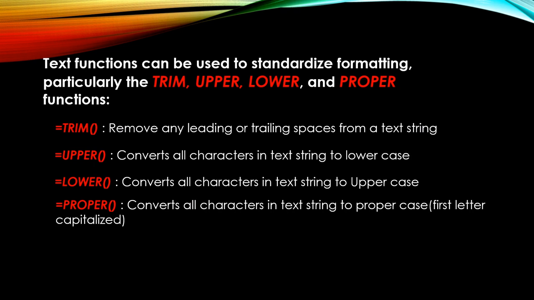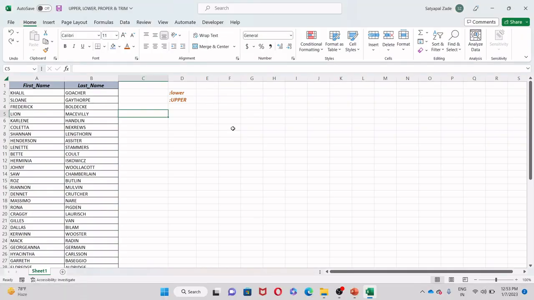Then lower, upper, and proper, these are just capitalization based functions. So lower will just convert the characters of a reference array to all lowercase. Upper will convert all the characters to uppercase, and proper will capitalize the first letter in each word of a text string. So let's dive into Excel here and see what we've got to work with.